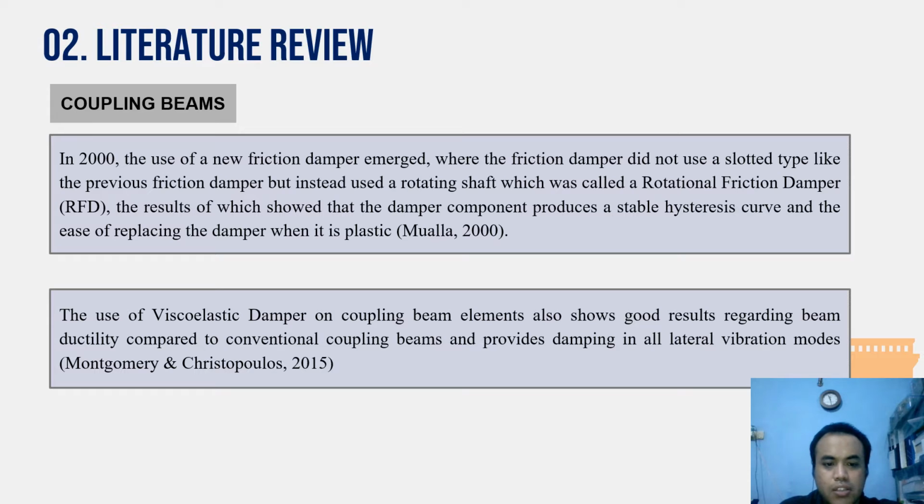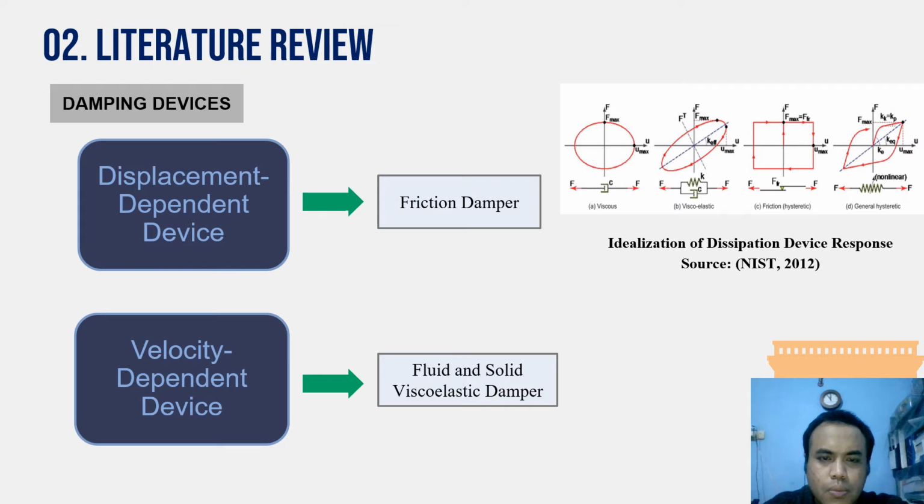The use of viscoelastic damper on coupling beam elements also shows good results regarding beam ductility compared to the conventional coupling beam and provides damping in all lateral vibration modes. Damping devices consist of displacement-dependent devices and velocity-dependent devices. For example, friction damper for displacement-dependent device, fluid and solid viscoelastic damper for velocity-dependent device, and we can see the idealization of dissipation device response in the picture.